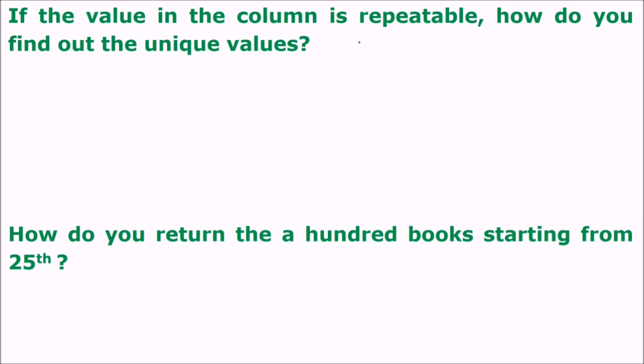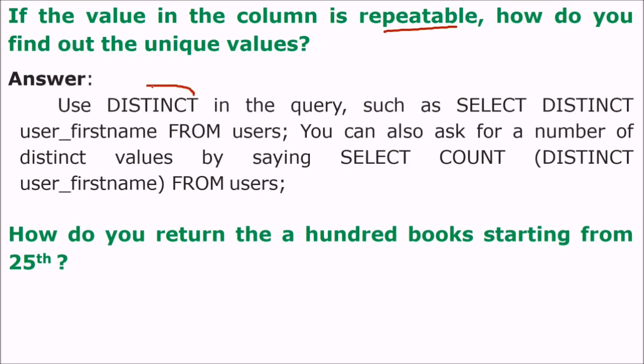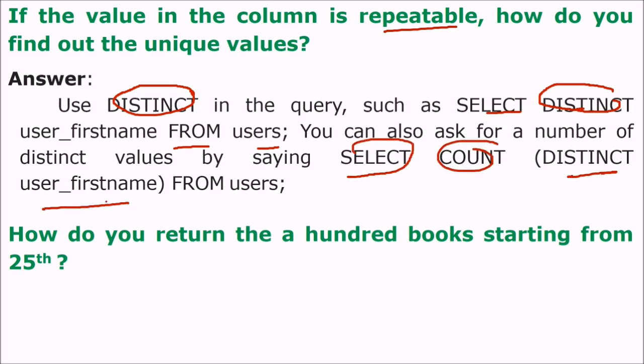If the value in the column is repeatable, how do you find out the unique values? For that we use distinct. You use distinct in the query, such as select distinct user first name from users. You can also ask for the number of distinct values by saying select count and then distinct, say any example, user first name from users. This is how you do it. We are using distinct for it.